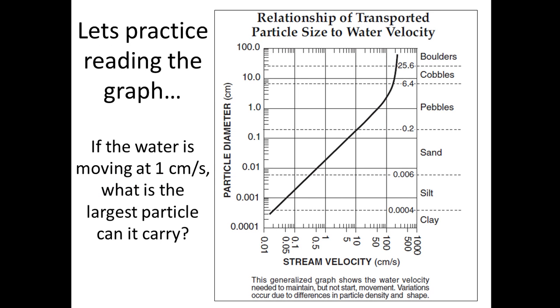Last style of question. If the water is moving at 1 centimeter per second, what is the largest particle it can carry? So here they give us the stream velocity, and they're asking us what is the largest particle that can be carried. So I want to know what's the biggest thing that this stream will carry. So we start right at the velocity that they gave us, 1 centimeter per second. We go up to that bold line and over to our particle names, and we see that sand is the largest particle that will be carried. So our answer is sand.